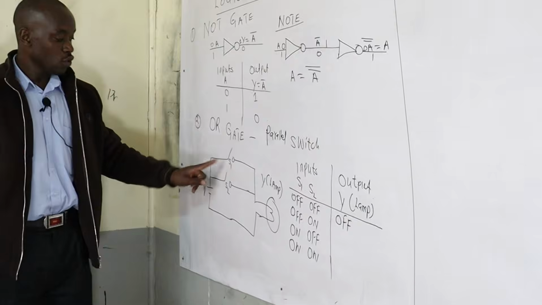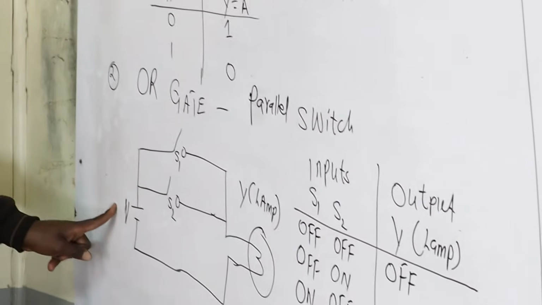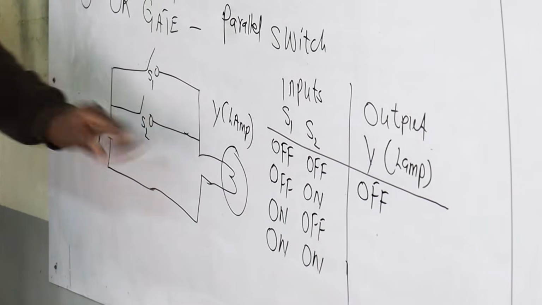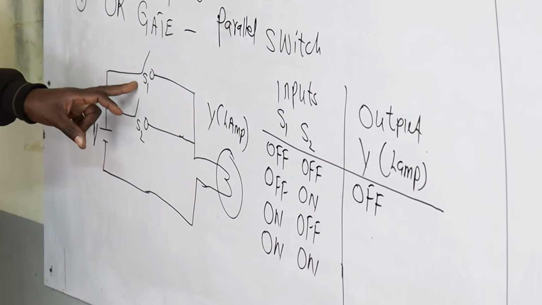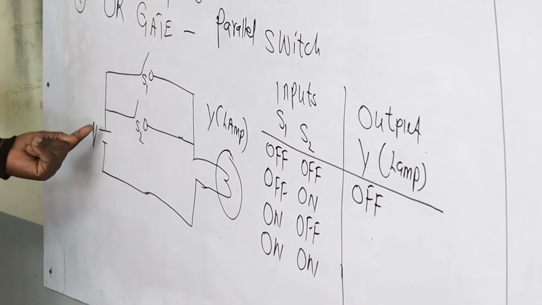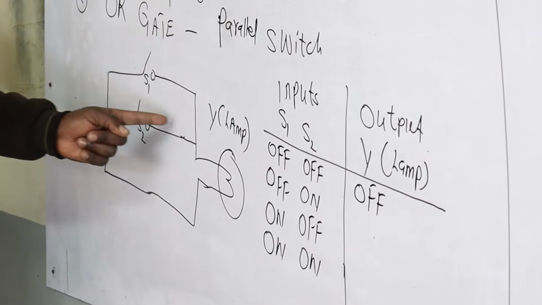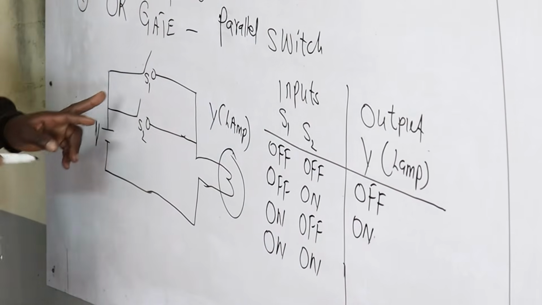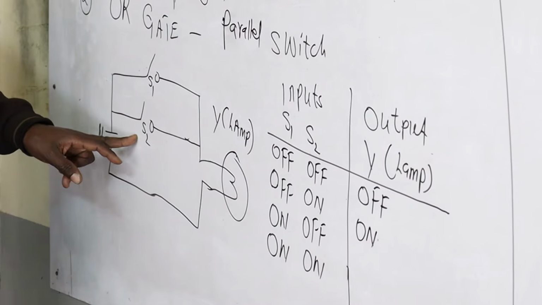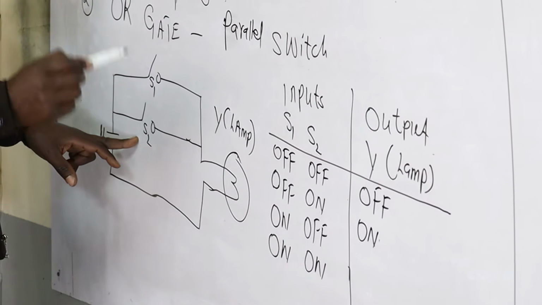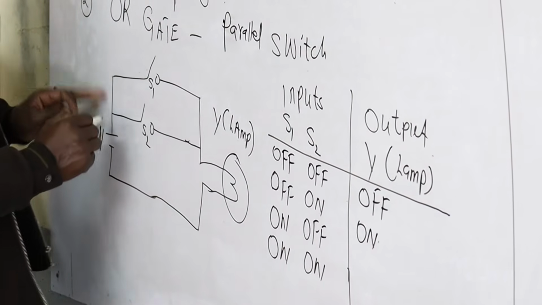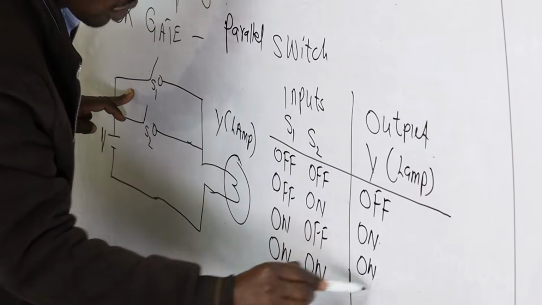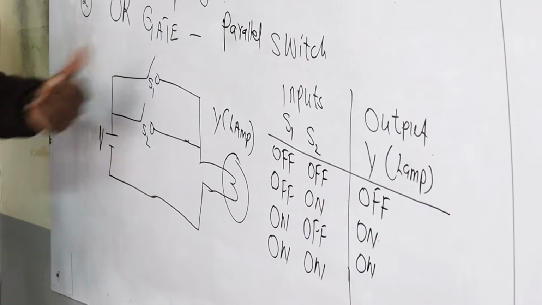Switch 1 off, switch 2 off. You apply V, our voltage. Nothing will happen to the system. Switch 1 off, switch 2 on. Voltage will travel through this to complete the circuit, so our lamp will be on at this moment. Switch 1 on now, switch 2 off. Power, or voltage, will pass through this, and then the lamp will be on again. Two switches in parallel, and then they are on.